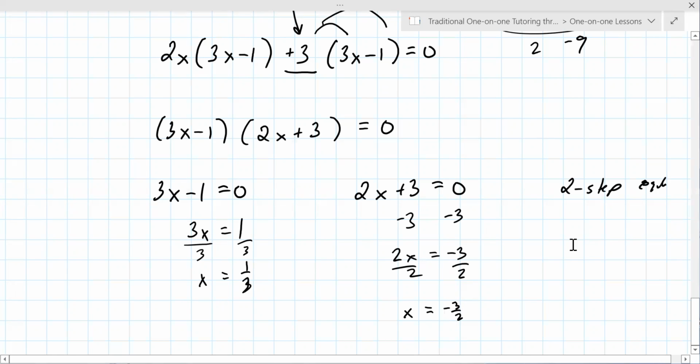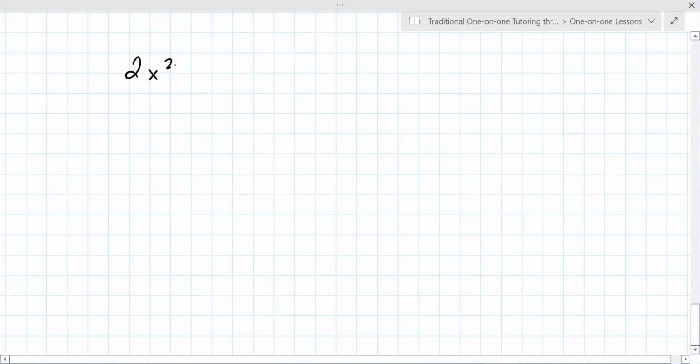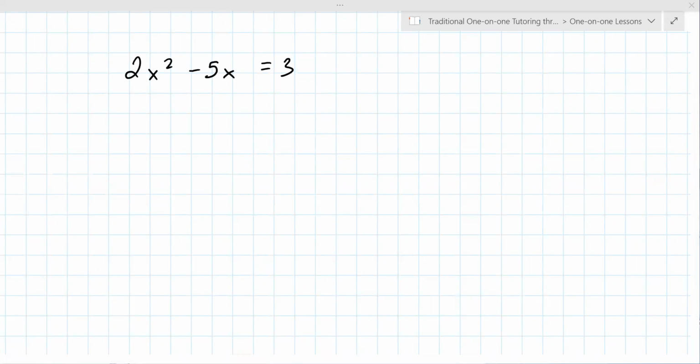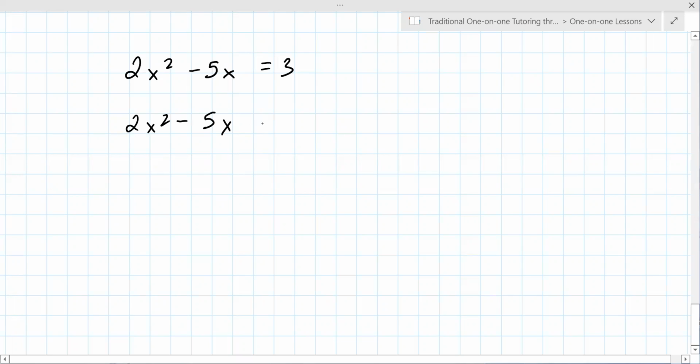Okay, so let's try another one of these. Let's just check that this actually is right. 2x squared minus 5x equals 3. Let me just check this one real quick. Yeah, this one works. Okay, great. So what is the first step here? We'll work this out together. You move the 3 to the other side. So do you add or subtract it? You subtract. Yes.